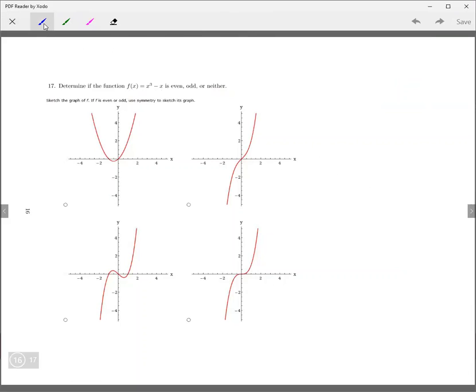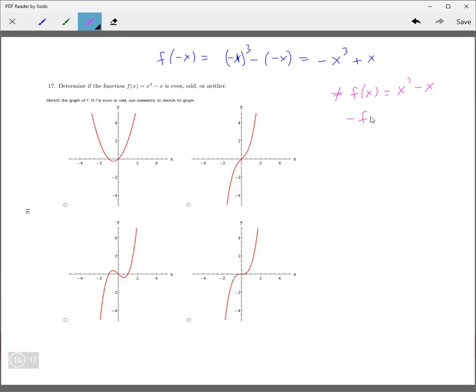Okay, number 17. Determine if this function is even, odd, or neither. Okay, so if we take f of -x this time, we replace these x's with negative x's, right? And then this is going to be negative x cubed plus x. Now we're going to compare this with f of x. This one is not equal to that one because this has a minus here, that doesn't. This has a plus, this doesn't. This has a minus.